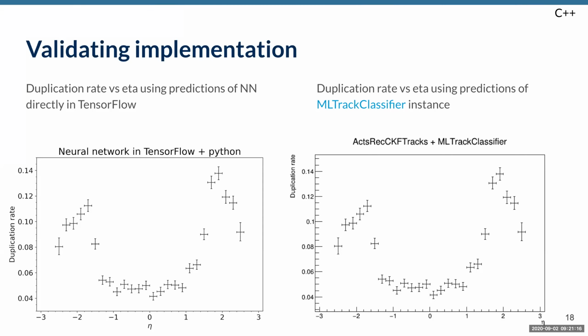What we can see is that the two plots are identical to each other. We've also found, although not shown here, that plots of the duplication rate versus the parameter phi or versus pT are also identical between the two versions, the C++ and the TensorFlow version. So this is a nice check that we didn't introduce any coding bugs in our implementation, and things are working as they should.